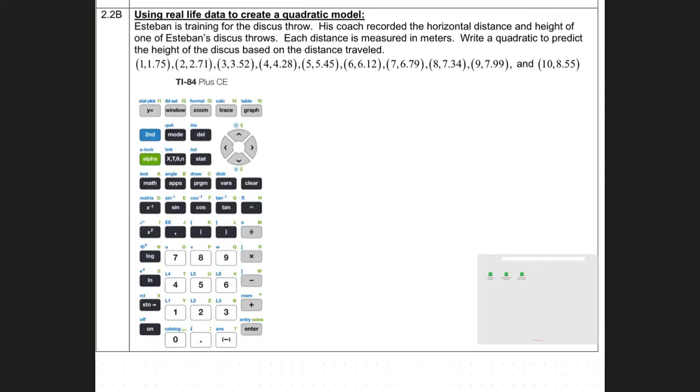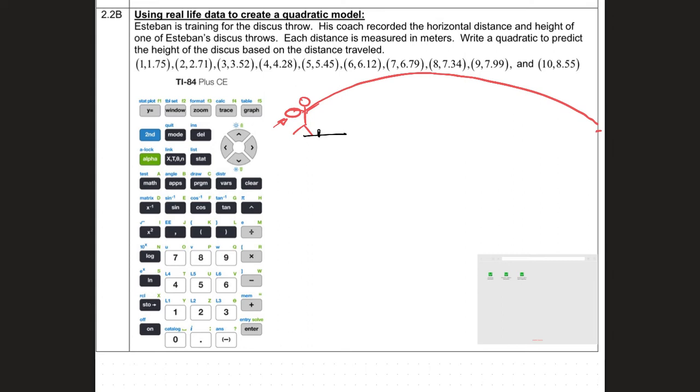So here we have Esteban. He's training for discus. His coach is recording the horizontal distance. I'm not sure you're familiar with this, but this is my guy, Esteban. He's throwing this metal heavy composite frisbee. And when he throws it, it's going to travel in an arc or a parabola, and then it's going to hit the ground somewhere. What they're saying is the coach is recording the distance.